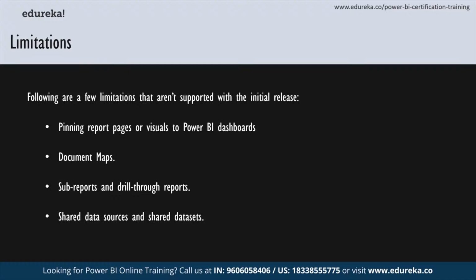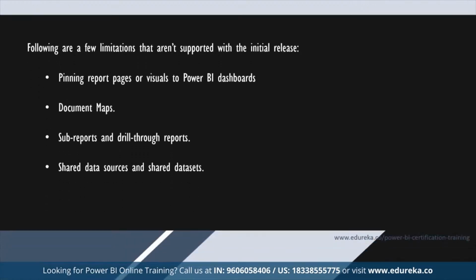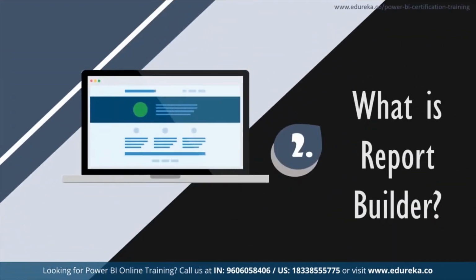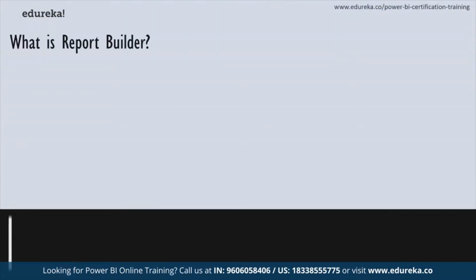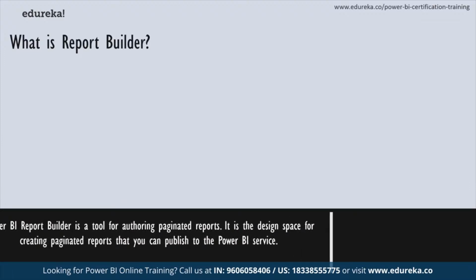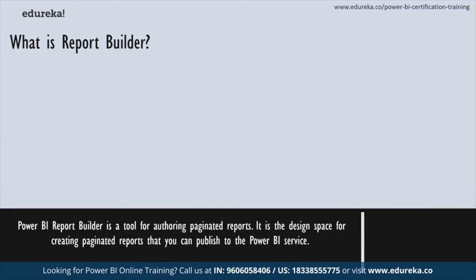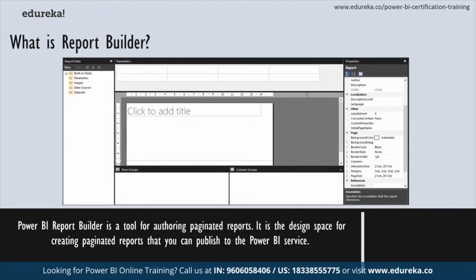So now that all of this is out of the way, let's go ahead and look at the different aspects in the report design view of paginated reports. Now, the report design view in the Power BI Report Builder is the design space for creating paginated reports, as the name suggests. You can publish it to the Power BI service, as I had mentioned before, and the design surface is at the center of the report builder with ribbons and panes around it. Now, the design surface is where you add and organize your report items.